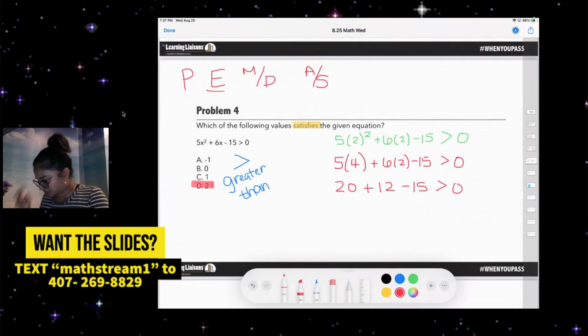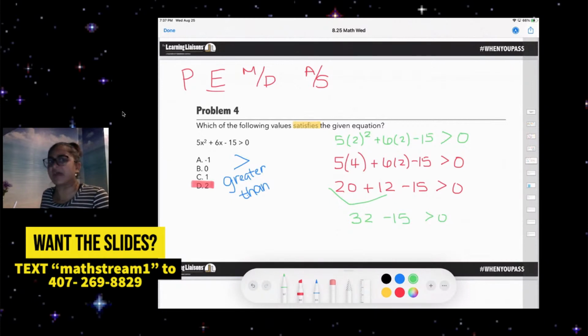Okay, we're almost there. 20 plus 12 is 32. Minus 15 is greater than 0. Well, 32 minus 15, what is it? It's negative 17. I meant it's just positive 17. I don't know why I said negative. I greatly apologize. It's just 17. 32 minus 15 is 17.